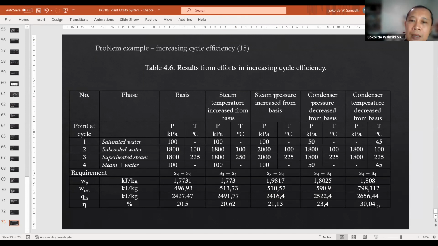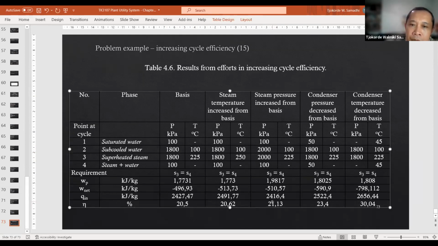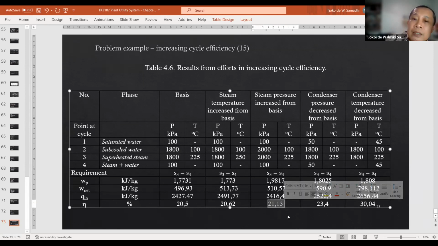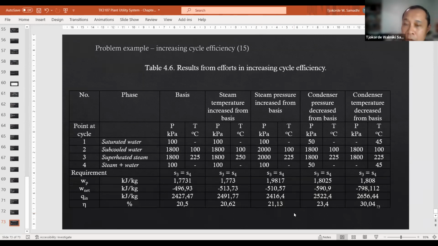The next one, we increase steam pressure from the baseline value. Okay, 1800 kilopascals increased to 2000 kilopascals. That increases the efficiency from 20.5 to 21.13. Now, you cannot really predict these numbers without performing the calculations. Jadi kita tidak bisa memprediksi berapa perubahan efisiensi yang akan terjadi tanpa kita melakukan perhitungan. Ya. Dan perhitungan-perhitungannya bisa kalian lihat di halaman-halaman sebelumnya.